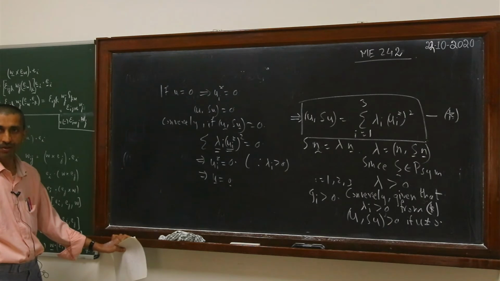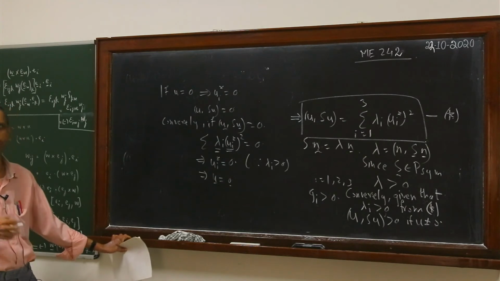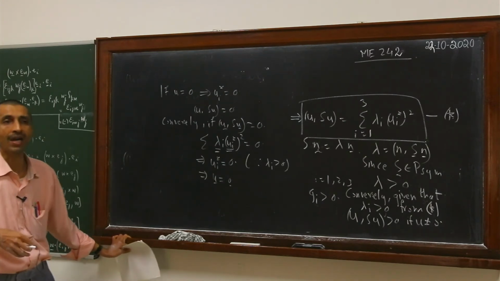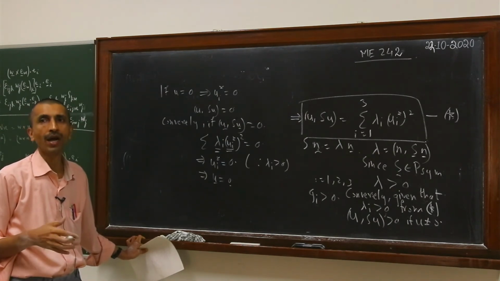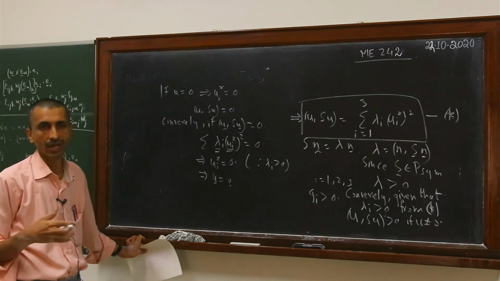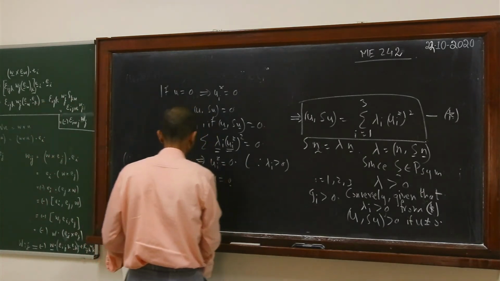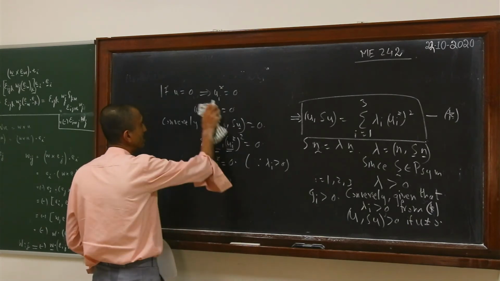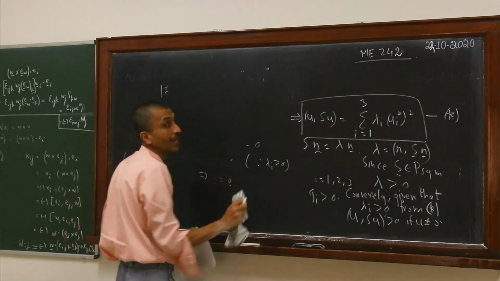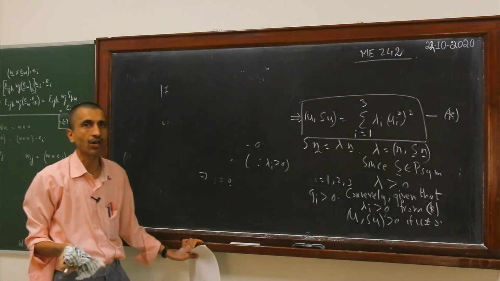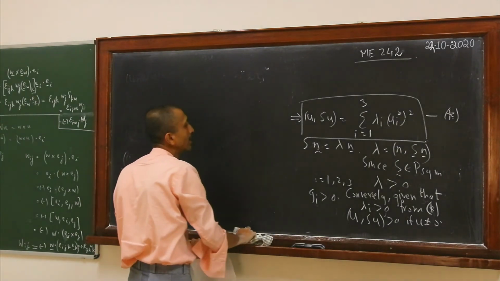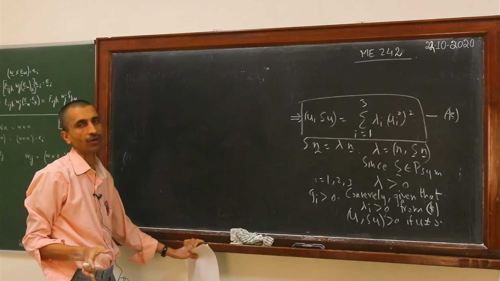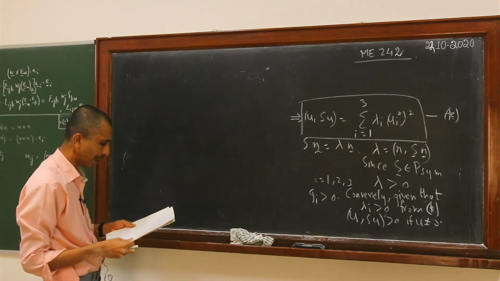If all eigenvalues are positive, then the symmetric tensor S is positive definite. If it is positive semi-definite, then the eigenvalues will be non-negative. Non-negative means some of them can be 0 and the remaining ones can be positive. That is what we mean by semi-definite. It will be a combination of some 0 eigenvalues and some positive eigenvalues, but they cannot be negative. And if it is positive definite, then all the eigenvalues have to be strictly positive. So I hope that difference is very clear.